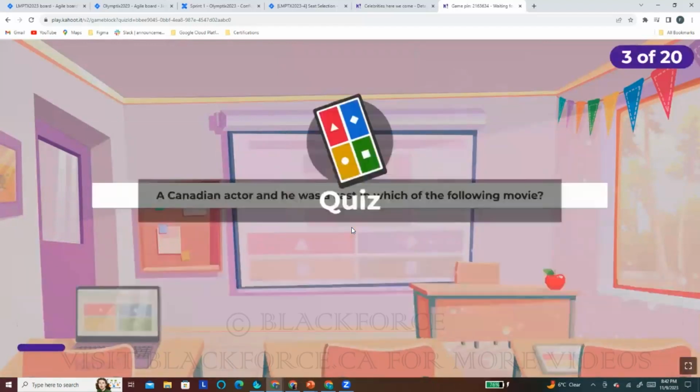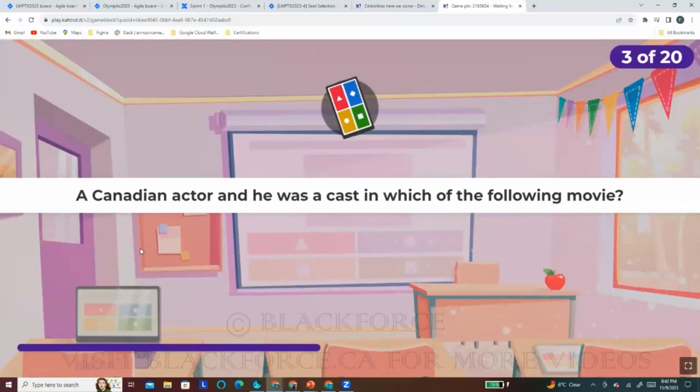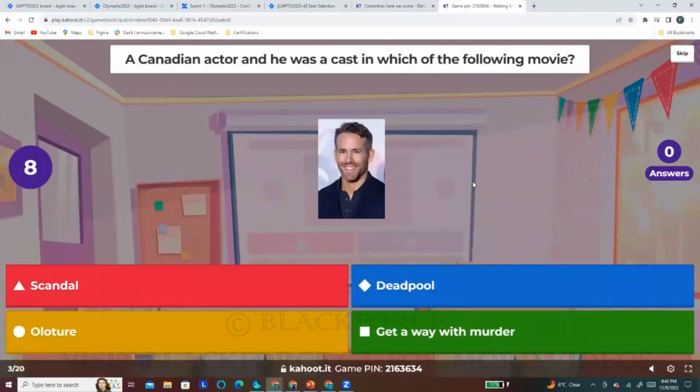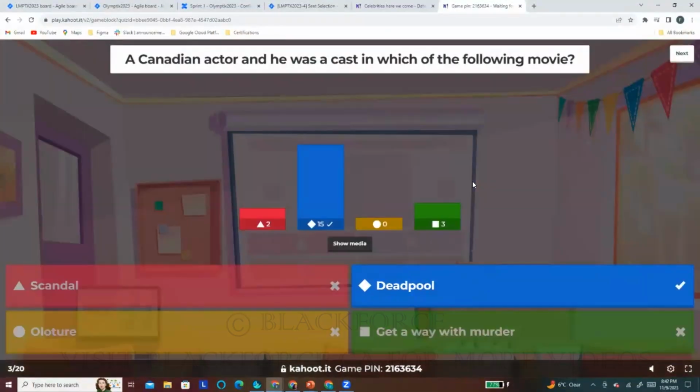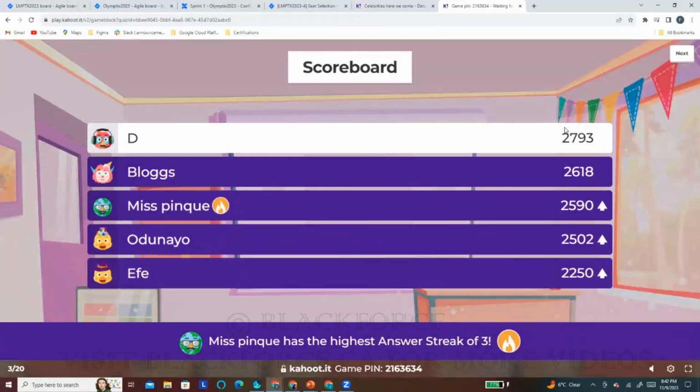Let's see. Let's move ahead. We still have a lot of questions. A Canadian actor, and he was cast in which of the following movies? He's a Canadian actor, and he acted in one of these movies. You guys are bum. Thank God nobody speaks Oloturi. I would have said Oloturi. No way. Let's see. Okay.